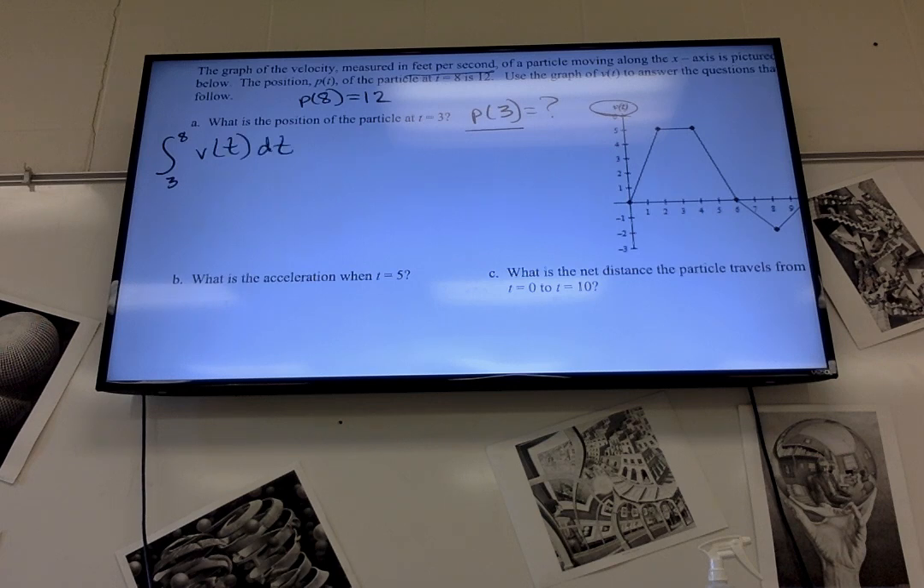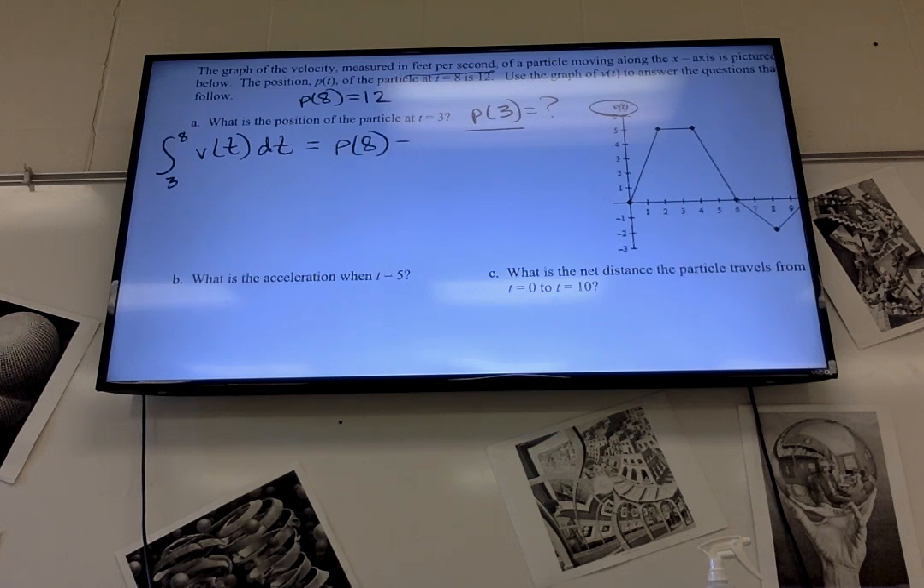V of t dt. Oh, she switched the seating chart around. God, what are you talking about? I was remembering we got our seating chart switched. Which makes me so happy. That's so random.